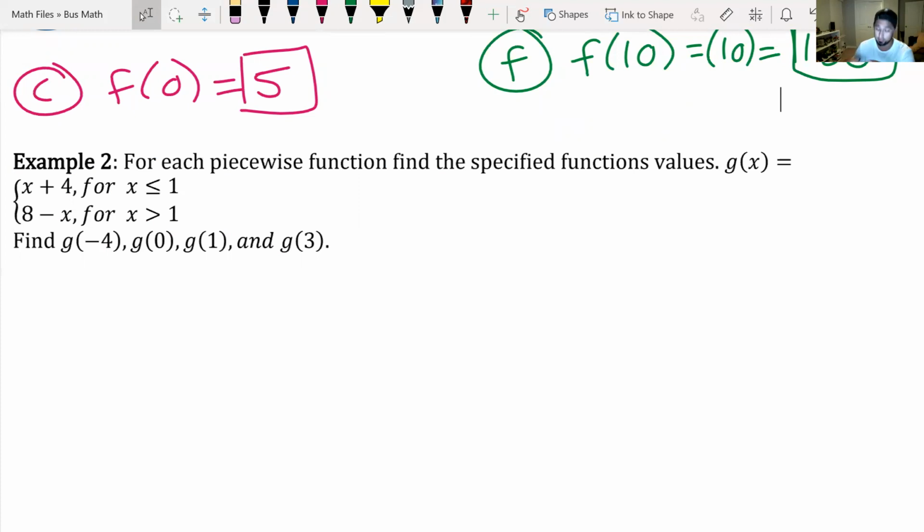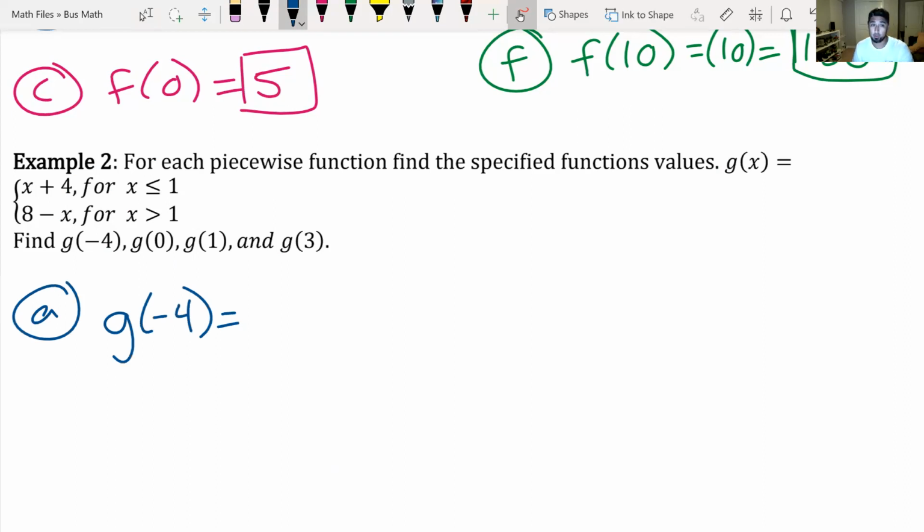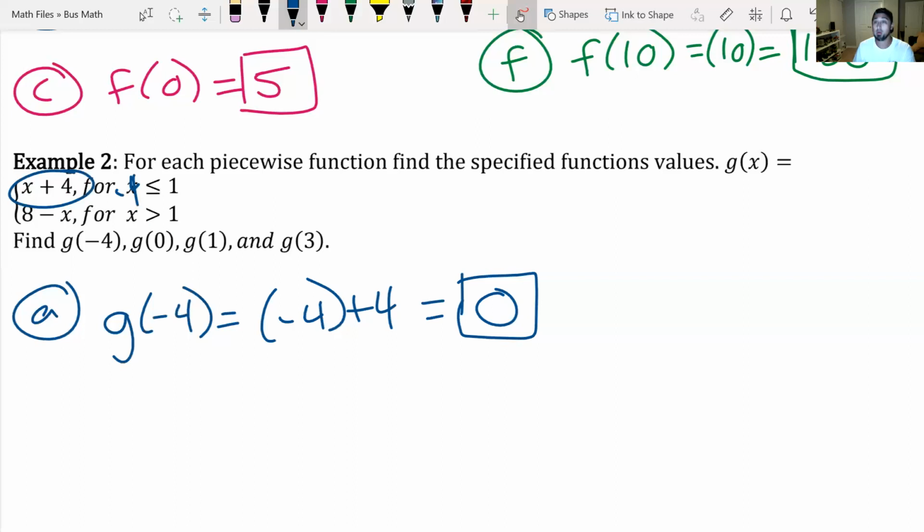Okay, so get started again. A, g of -4. Is -4 less than or equal to 1? Yes, -4 is less than or equal to 1, which means we get to use x plus 4, which means plug -4 in for x, and you'll get -4 plus 4, which will give us 0.